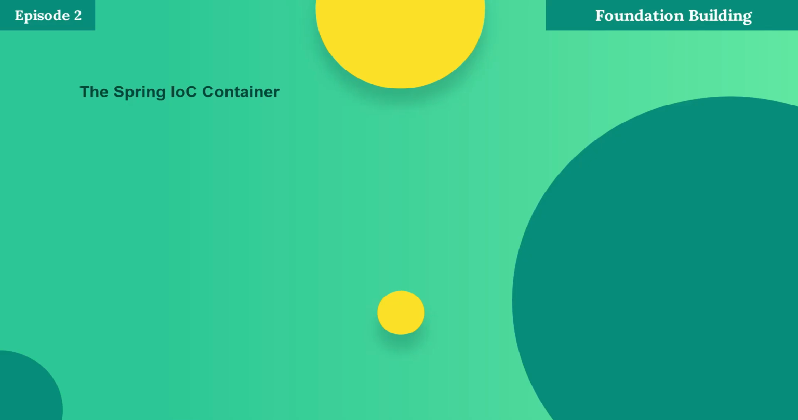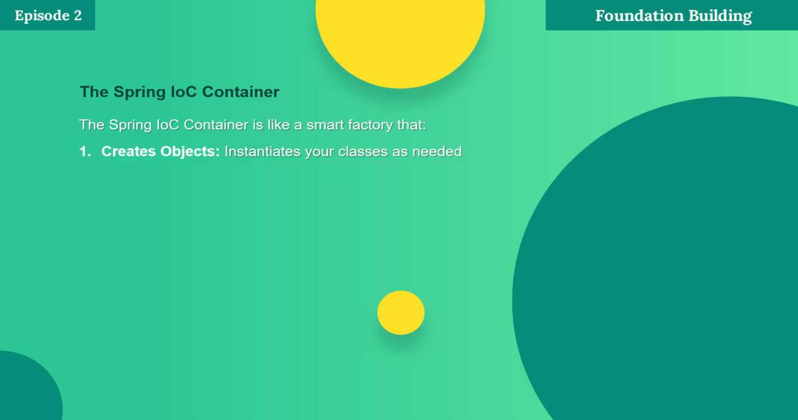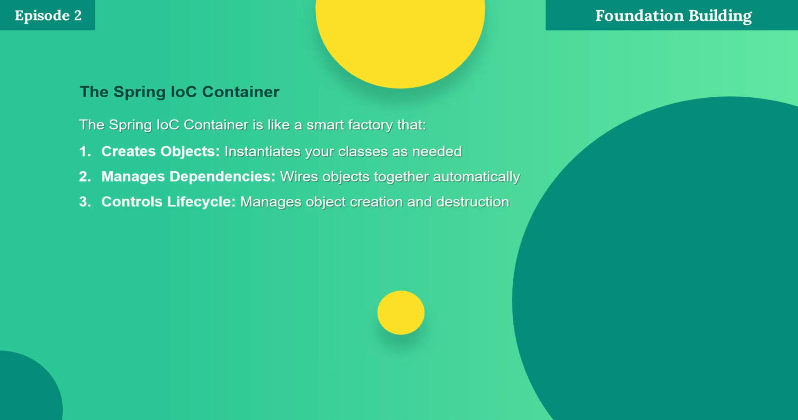The Spring IoC container is like a smart factory. It creates objects. It instantiates your classes as needed. It manages dependencies, wiring objects together automatically. It controls lifecycle, managing object creation and destruction, and then it handles configuration. So it uses your configuration to make decisions.